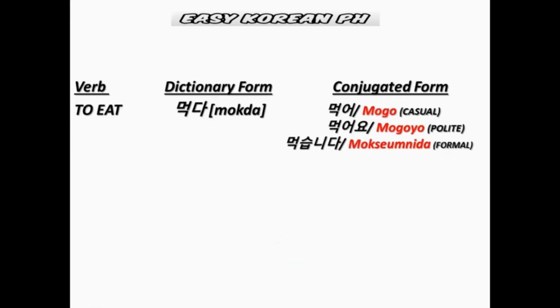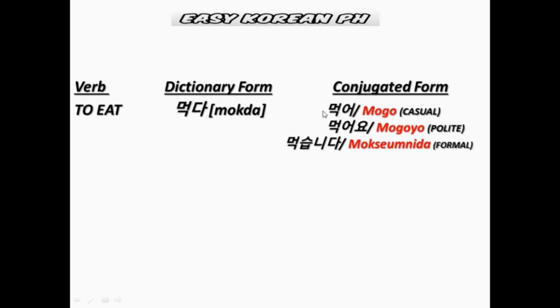Okay, second verb, you have this one, to eat. The dictionary form of this verb is Meokda. Okay, that is Meokda. So we need to conjugate this verb, para magamit siya into a statement. Okay, now the casual form of this verb is mogo.